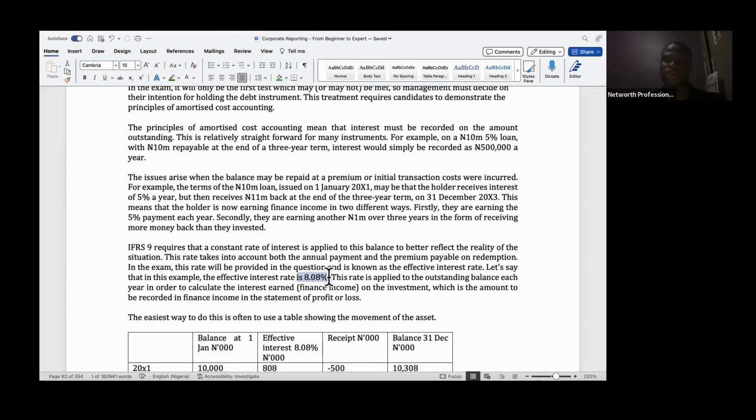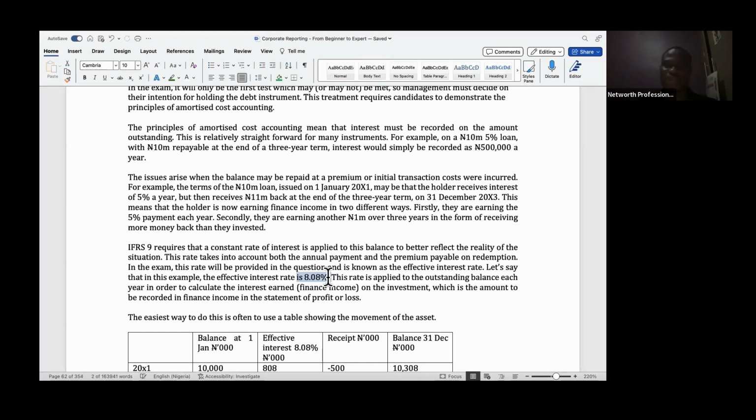Whenever an examiner gives an effective interest rate, know that it means the examiner wants you to use it. That means that the guy is earning beyond just the nominal interest. He's also earning additional income. That's why they are giving us an effective interest rate. So use that.